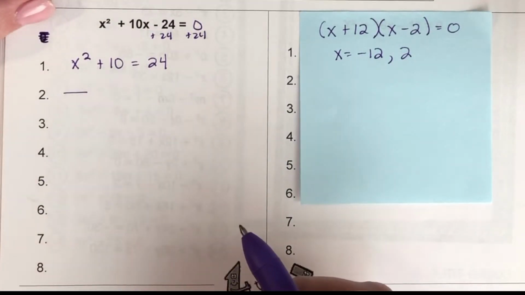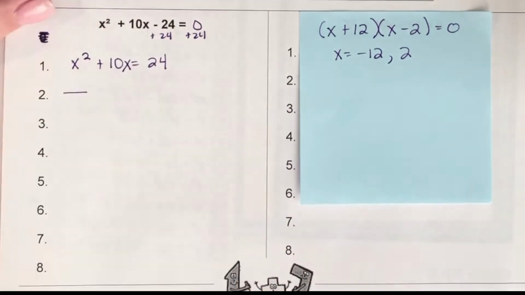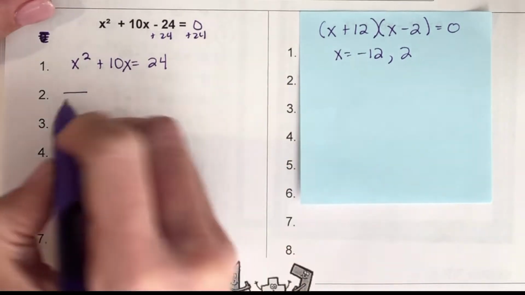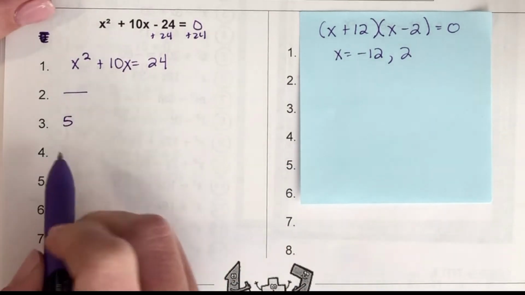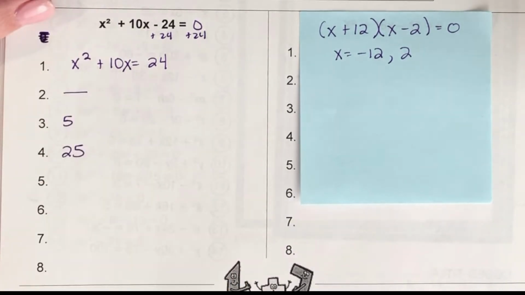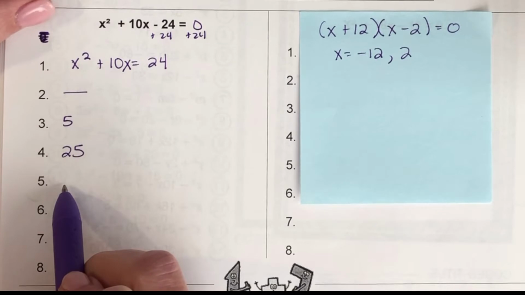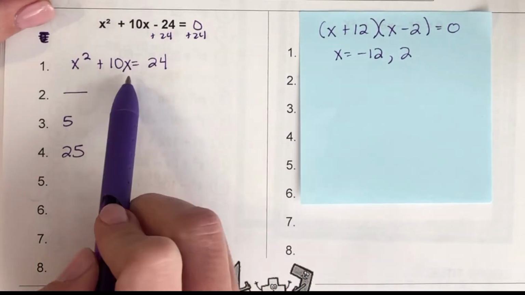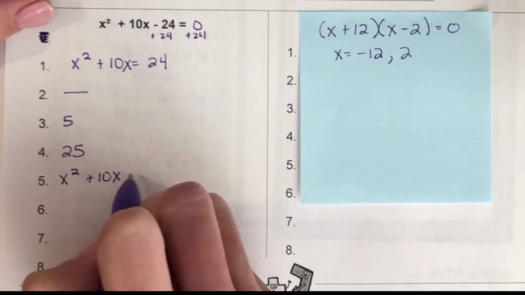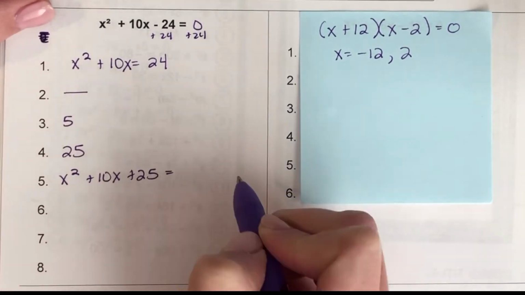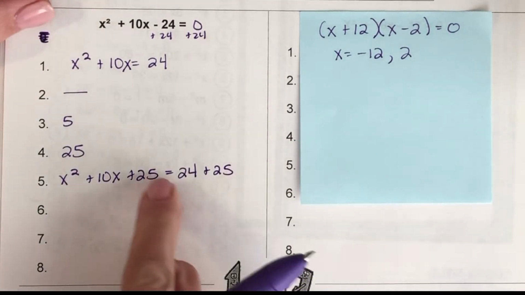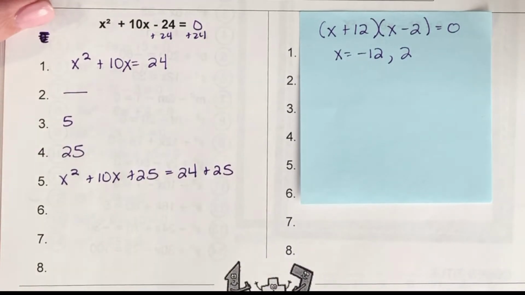Step 3, I'm going to find half of b. Half of b is this positive 10, so half of 10 is 5. Step 4, I'm going to square that. So 5 squared is 25. Step 5, I'm going to add 25 to both sides of my equation. So now I have x squared plus 10x, I'm going to add 25, equals, and I had 24, and I'm going to add 25. So I just added 25 to both sides of my equation.